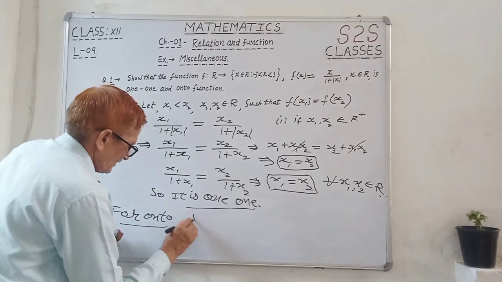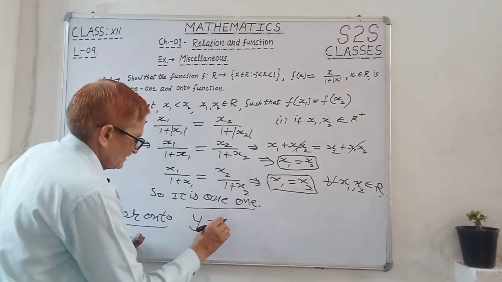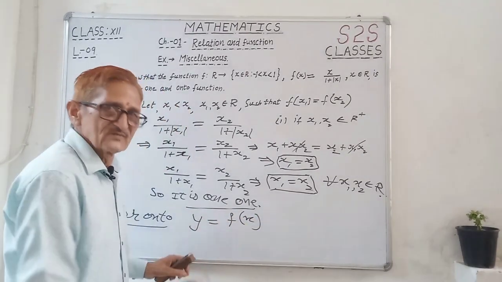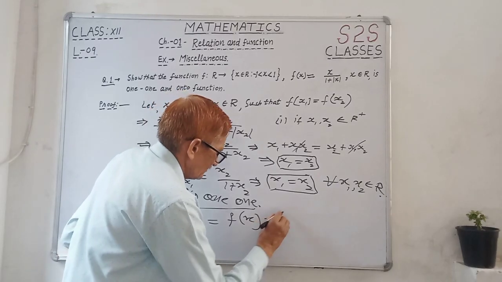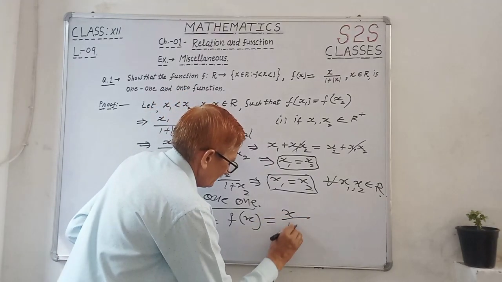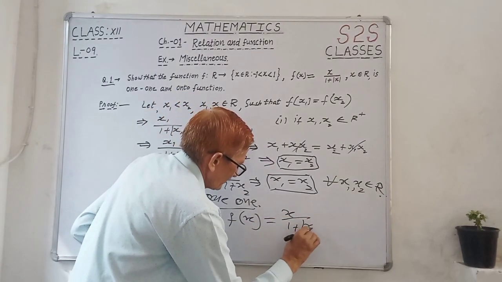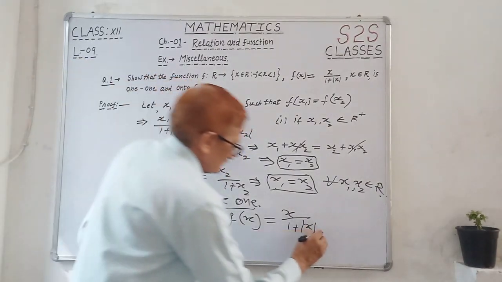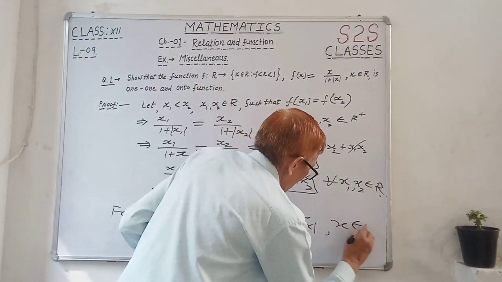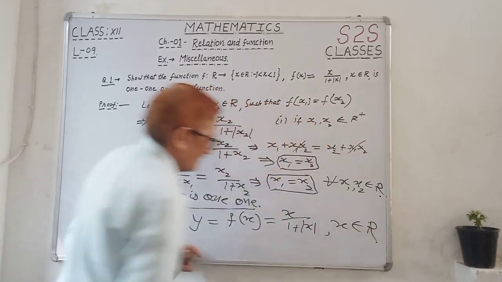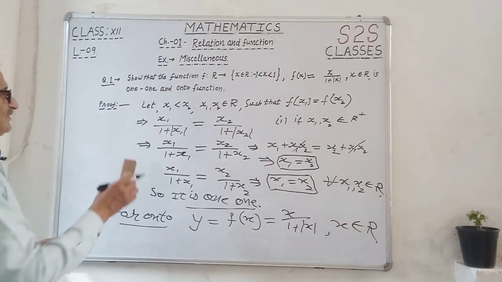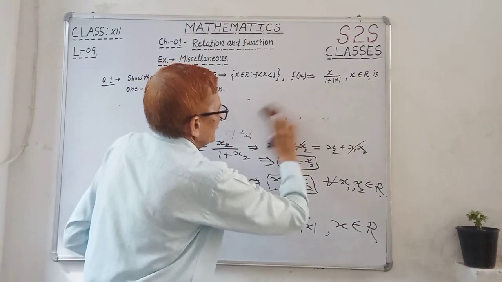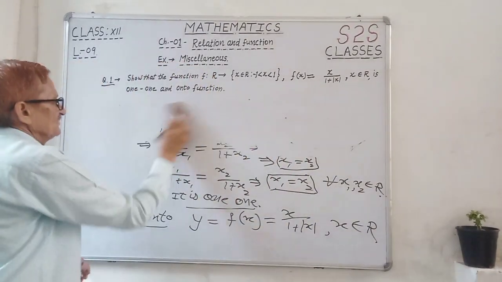Now on to the next one: take the function y = f(x) = x upon 1 plus mod x, and find the range. Now we have to see here x belongs to the real numbers, so if we are going to calculate the y value range, what will come?